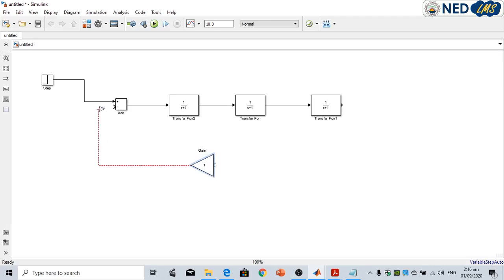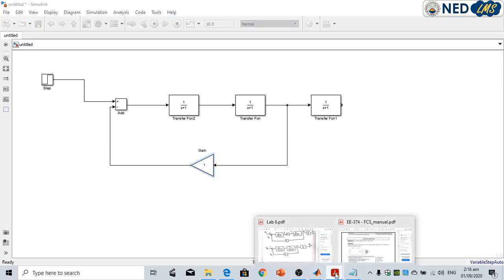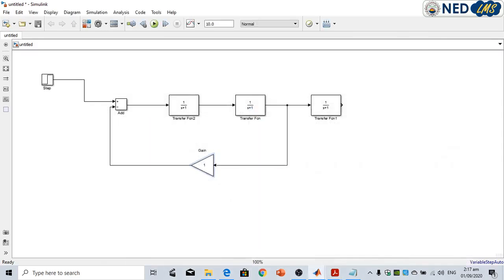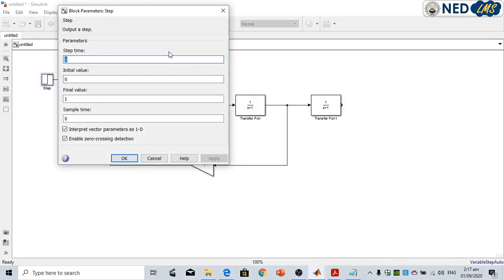We have to connect with this one, and the input is coming from here, as we can see also from our diagram. The input is coming from after the second block. The input is given to this constant block, and the output of this constant block is given to the summing block. Next is to set the parameters of all individual blocks.